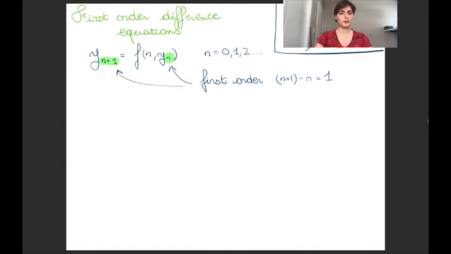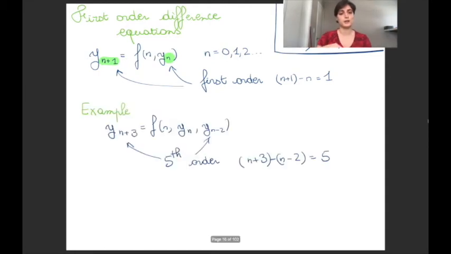It's first order because the difference between the highest and the lowest index of y appearing is 1. So here we have n+1 on one side, n on the other, and the difference is 1. For example, if we had y_{n+1} equals something depending on y_{n-1}, then y_{n-2}, then the difference between the highest index and the lowest index is 5, so it's a fifth order difference equation.